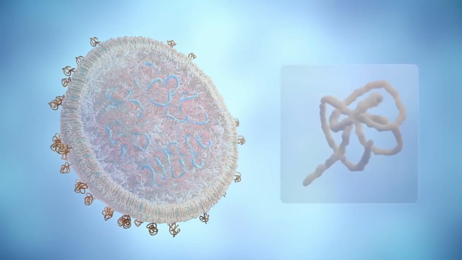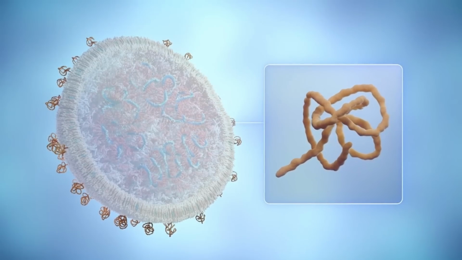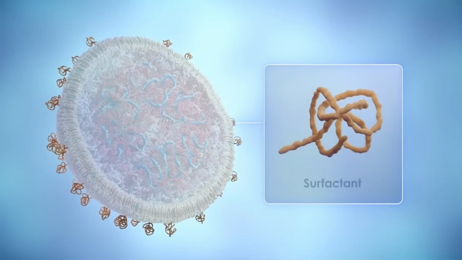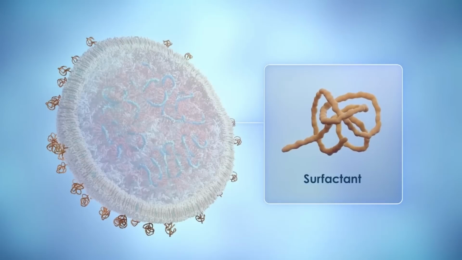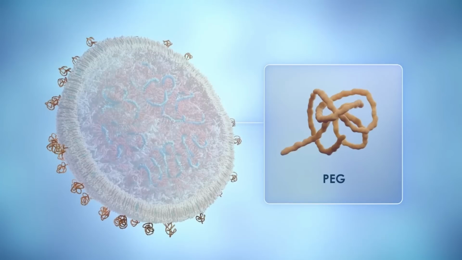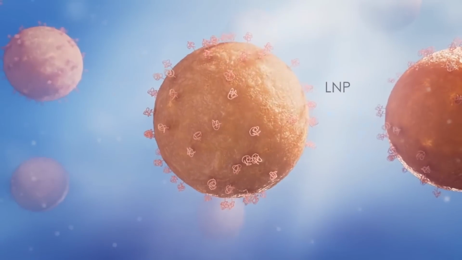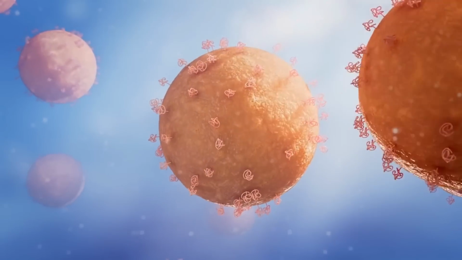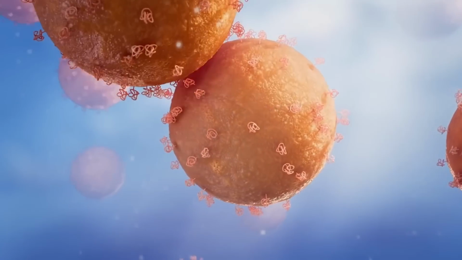So we have one final layer of packaging to prevent the LNPs from fusing with one another while they're in the vial. This layer is something called a surfactant. The most common surfactant currently in use is polyethylene glycol, or PEG for short. PEG is found in many other FDA-approved medicines, as well as over-the-counter products like cosmetics and toothpaste. When the PEG-coated LNPs bump into one another, the PEG keeps the lipid bilayers from touching, thereby preventing fusion.